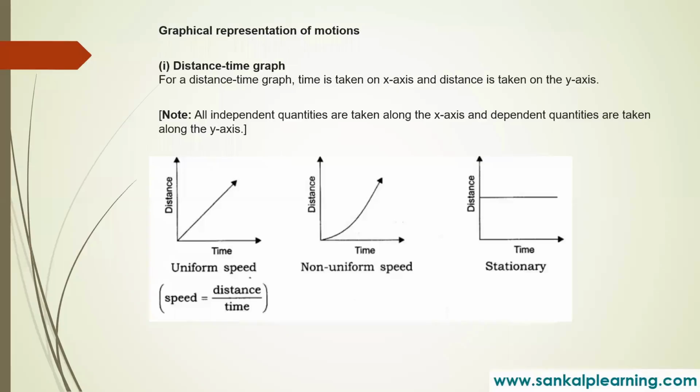When it is uniform speed, the line passes through the origin; when it is non-uniform speed, it is just a curve. When the object is at rest, the line is parallel to the x-axis. The line is parallel to the x-axis. So this is regarding the distance time graph. Okay.